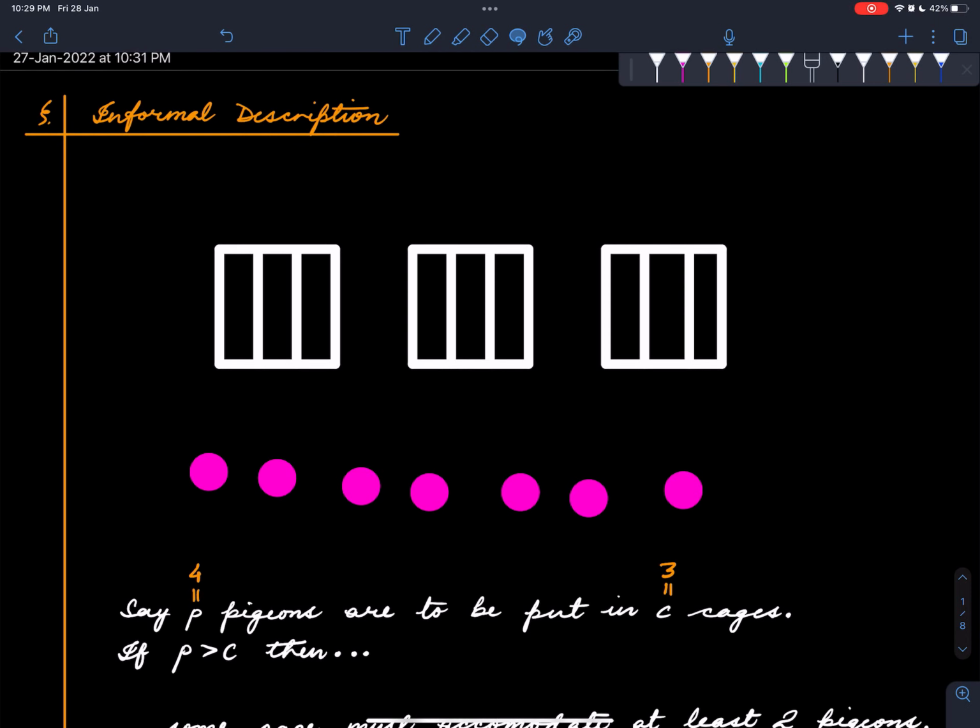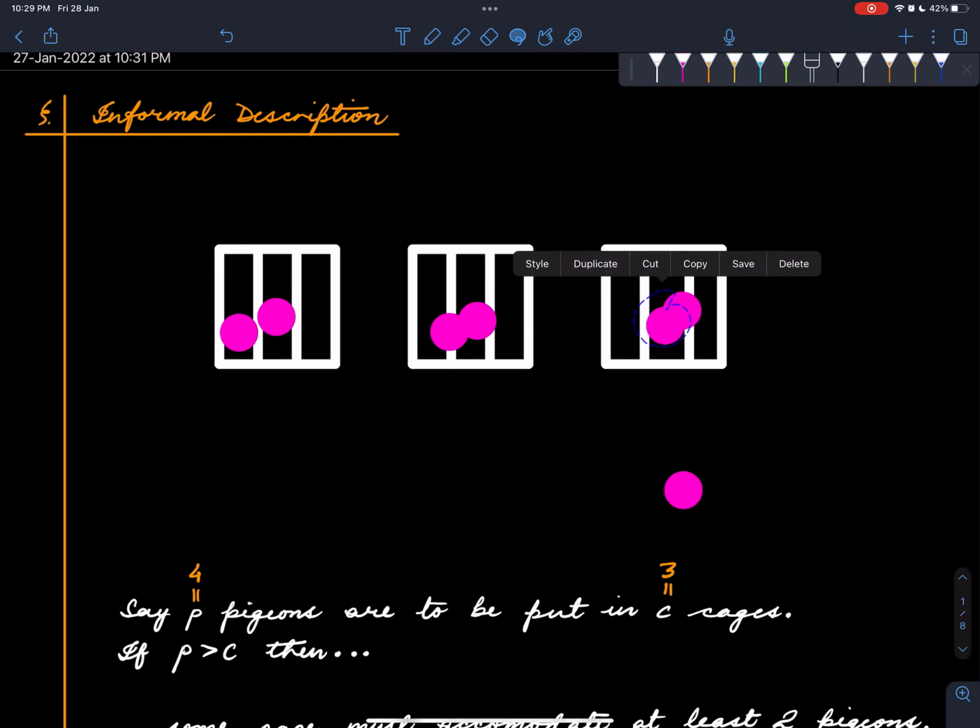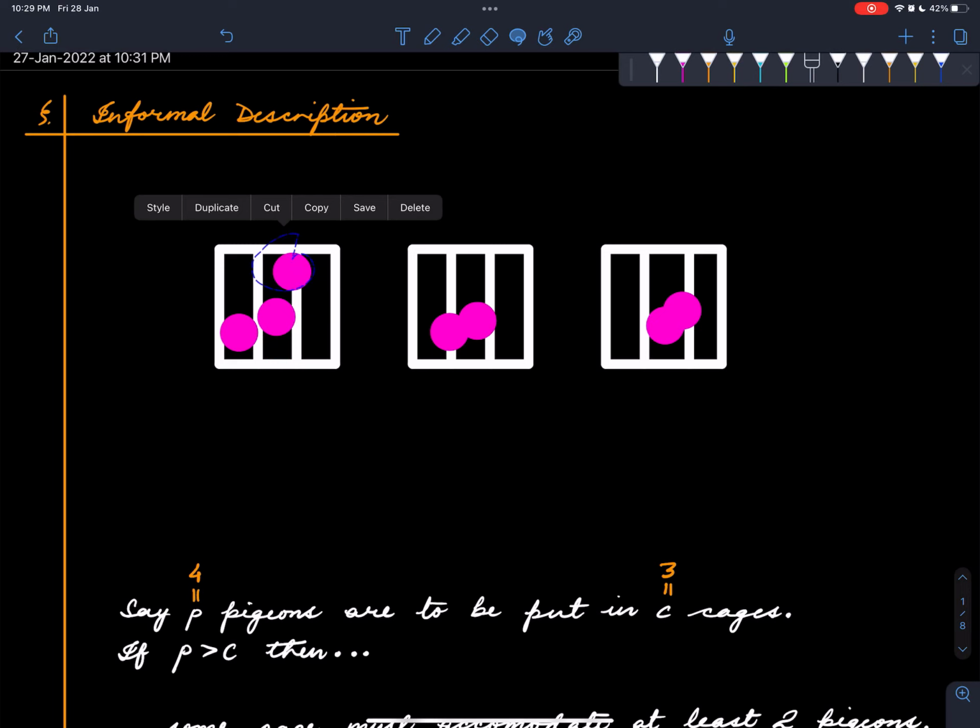Then I would like to say that you will have a cage which will be accommodating at least 3 pigeons. So what we do is, okay, we put this guy there, then that guy there, and that guy there. And now we are forced to have at least one cage with 2, but then, okay, fine. We move those that way. And now there has to be a cage which will accommodate at least 3 pigeons. So if you just check, we had 7 pigeons and 3 cages, and the ceiling is exactly 3. So that's the kind of thing that is happening.